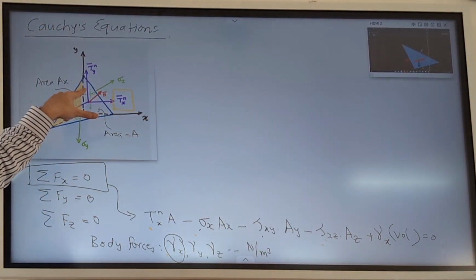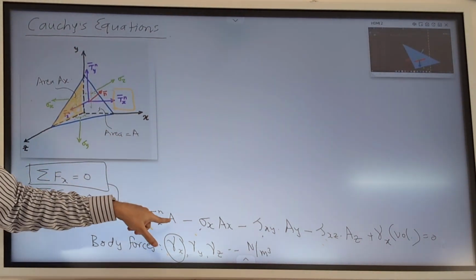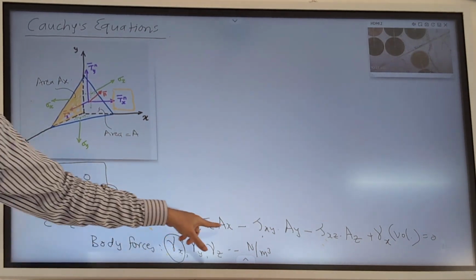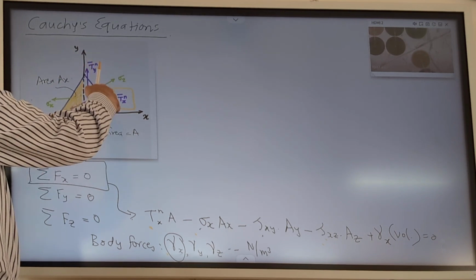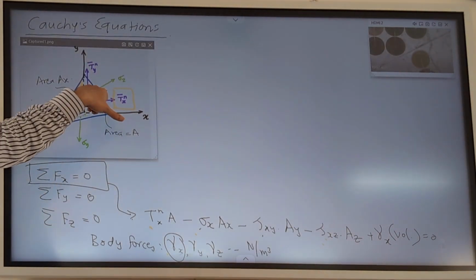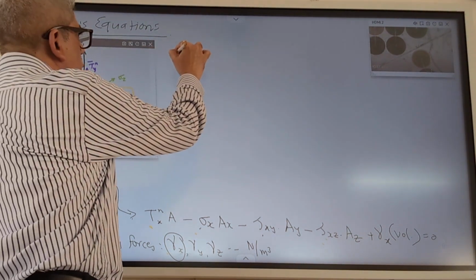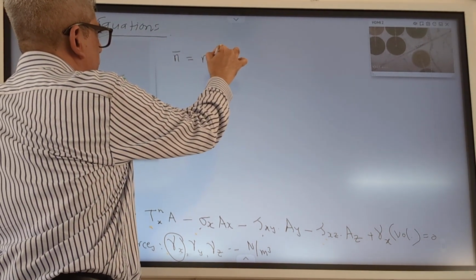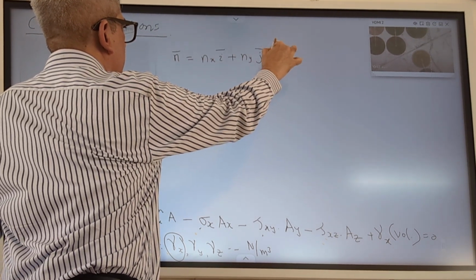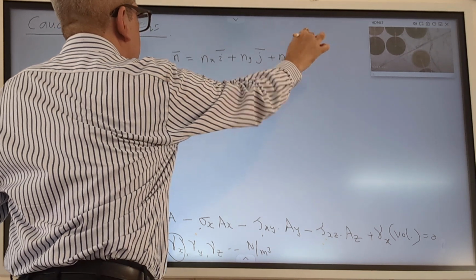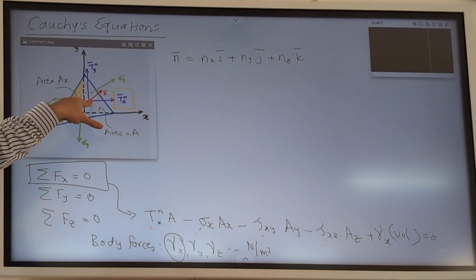Now there are some coordinate geometry relationships that we'll be using in order to resolve these x, Ay, Az components. This arbitrary plane has a normal vector which is given as n bar. So n bar can be written as nx i bar plus ny j bar plus nz k bar. And this is a unit vector.